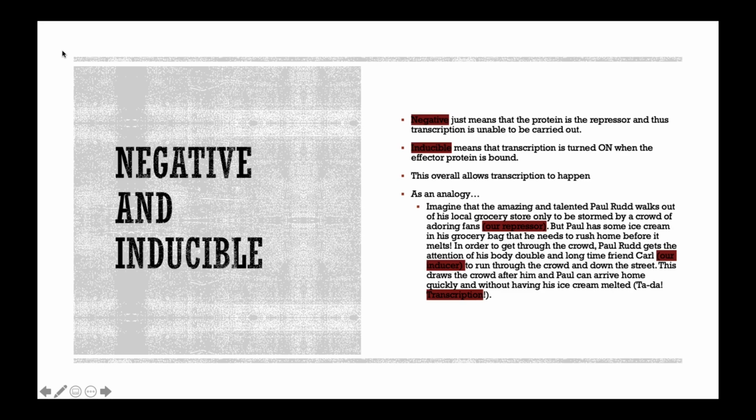Negative just means that the protein is the repressor, and thus transcription is unable to be carried out. Inducible means that the transcription is turned on when the effector protein is bound. This overall allows transcription to happen.